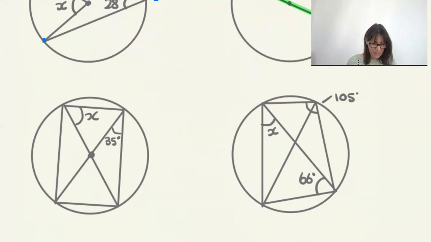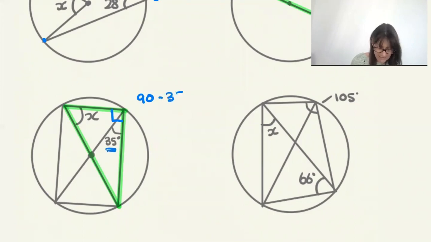So I know that I have my diameter rule, don't I? So I could look in all sorts of directions. I'm going to do this one, which means that going up here and here, I have a 90-degree angle. Now, I know that some of it has already been labeled up as 35. So if I do 90 take away 35, I will get 55. So that means this side is 55.